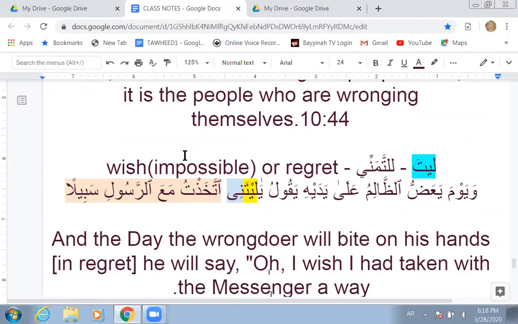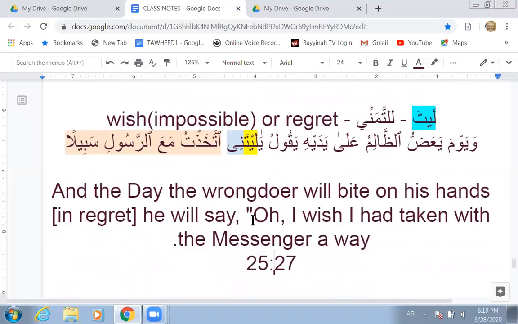Okay, now the next one. Laita is used for tamanni. When we say tamanni, usually it is translated in English as a wish, but this is a wish which is impossible, a wish that never comes true. Regret, like you have it forever, you will not be able to do anything to make up for it. And then we have this ayah from Surah Al-Furqan: يقول يا ليتني اتخذت مع الرسول سبيلا. This is a regret that the person will have on the day of judgment, and he will say, oh, I wish I had taken a way with the messenger. On the day of judgment, when Allah subhanahu wa ta'ala is giving the records in the hands of people and telling what they have done, they will not be able to do anything. Rather, it will be a tamanni, a regret that they will have forever.